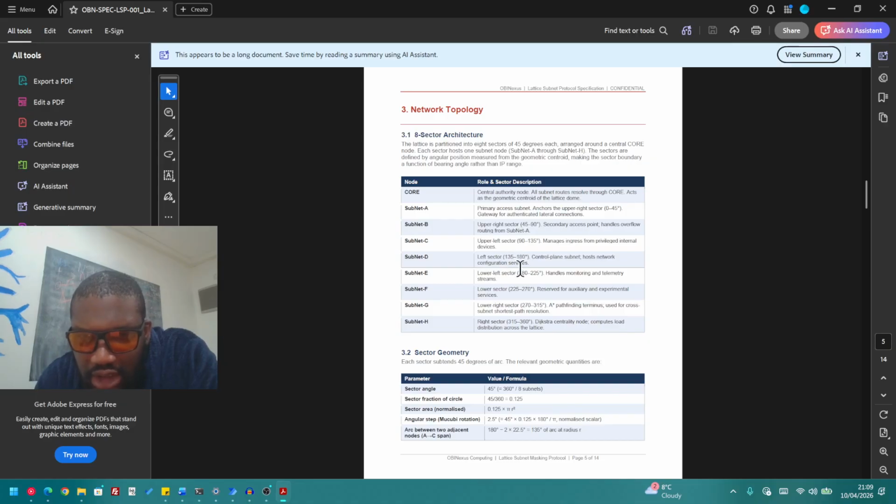hosts network configuration services. Left lower sector 180 to 225 handles monitoring and telemetry streams. Lower sector 225 to 270 is reserved for auxiliary and perimeter services. Lower right sector 270 to 315, the east terminus, is used for cross-subnet protocol shortest path resolution. And right sector, subnet H, 315 to 360, is system compute, distributed across the whole lattice.